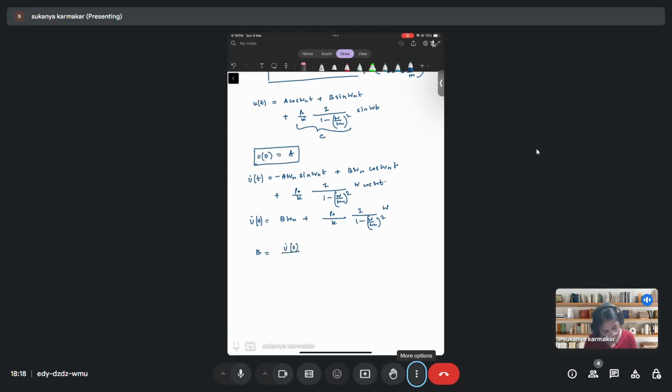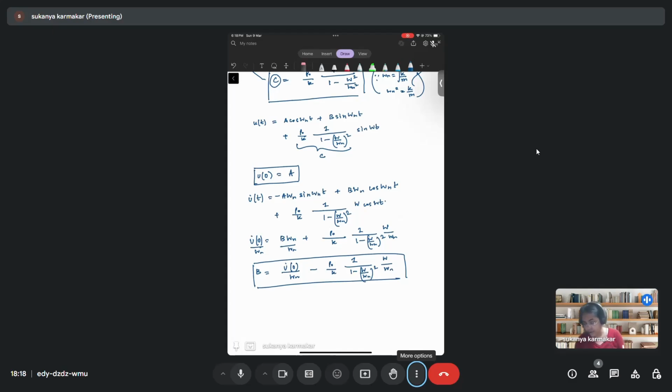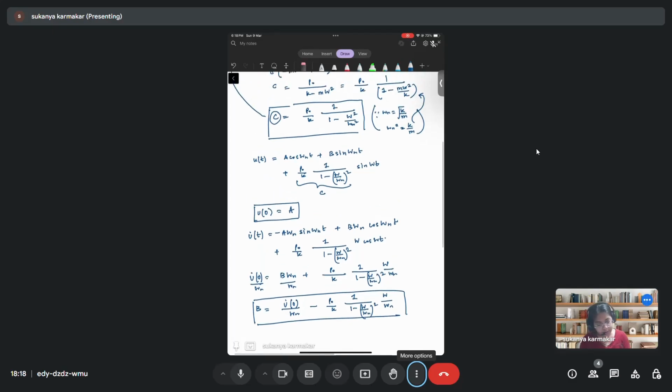u dot 0 by omega n minus p naught by k, 1 by 1 minus omega by omega n whole square, omega by omega n. Right, here I divided by omega n throughout, and then I moved this second term to the left hand side. So this is how I get the value of a and b, and then I can substitute the value of a and b back to this equation, and that will be my complete solution.